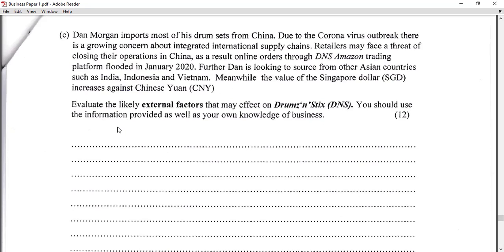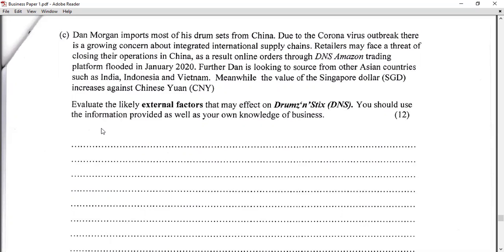So what is the question they're asking? Evaluate the likely external factors that may affect D and S, Drums and Sticks. So the external factor concept is what they're asking. I put this question because there are so many areas you can talk about in this paragraph. You should use the information as well as your own knowledge. The main areas I'm targeting here are external factors: political, economic, social, technological, PEST, cultural factors, ecological factors, legal factors, economic environment, everything.